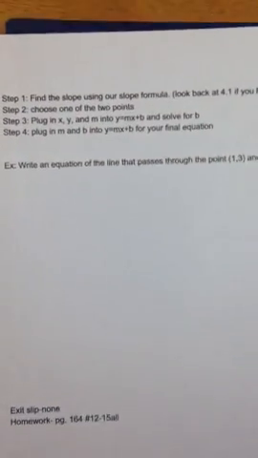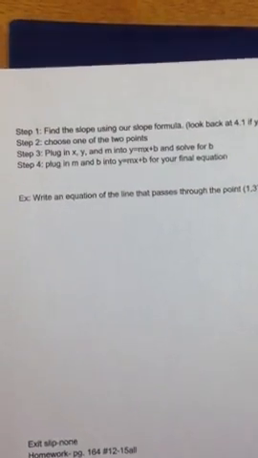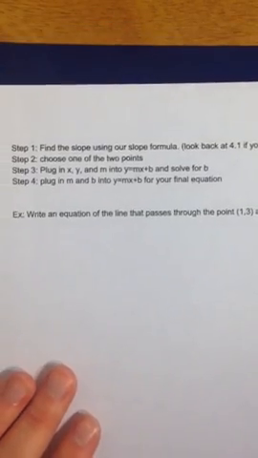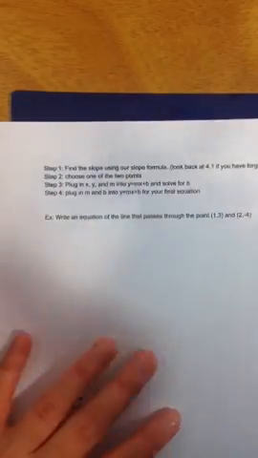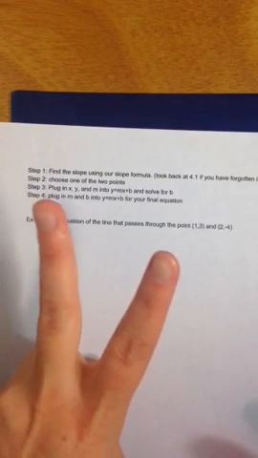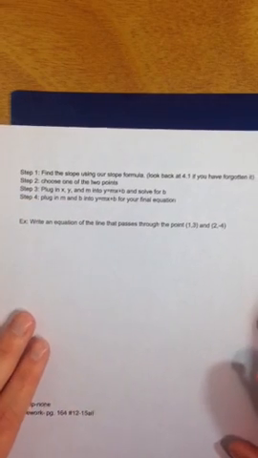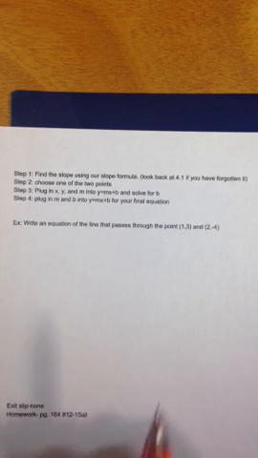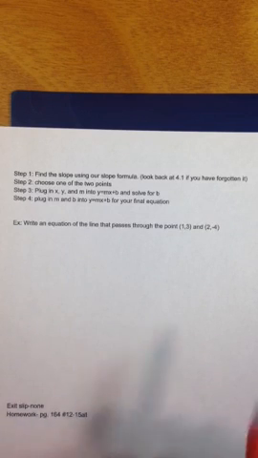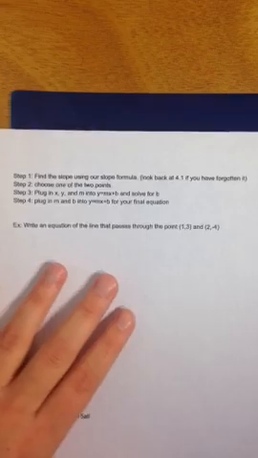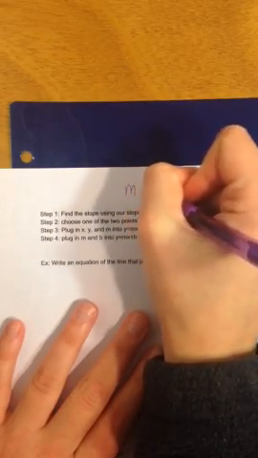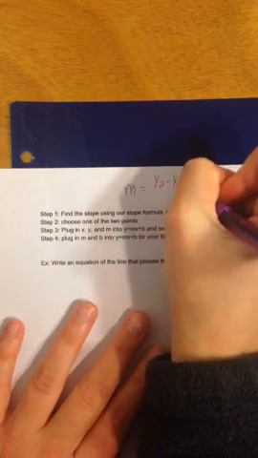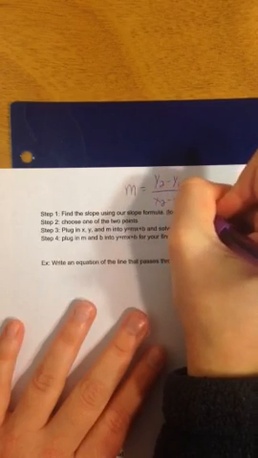Alright, so now our next example is going to be similar, but instead of giving us an equation, they're going to give us 2 points, okay? So step 1, using our slope formula, you might need to look back at 4.1 if you've forgotten what the slope formula is. I'll also write it here. Remember, our slope formula is m equals y2 minus y1 over x2 minus x1.